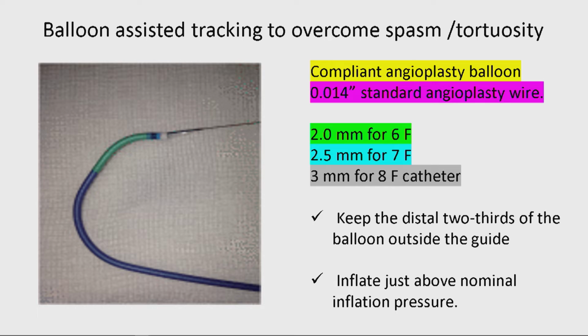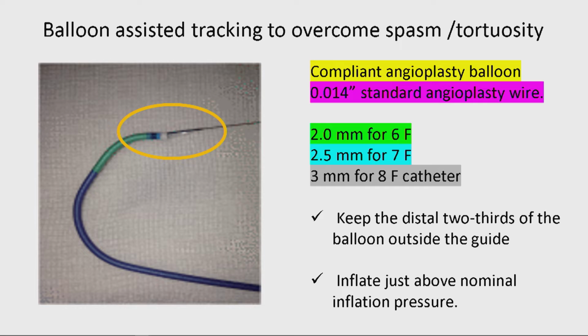And we have to make sure that when we advance the balloon with the catheter, two-thirds of the balloon should be out of the catheter, and inflate the balloon just above the nominal inflation pressure. The balloon should be inflated.